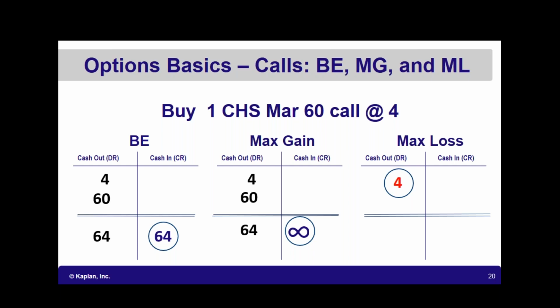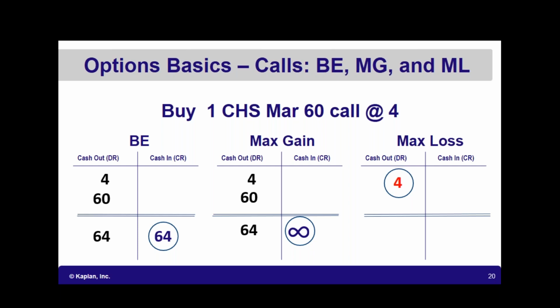Now, think about it. What if I didn't have this option? What if I went out and bought 100 shares of the stock and paid $60 a share for the stock? If the stock went down, the price plummeted to zero, I would have lost $6,000. That's 60 times 100. So now you understand why individuals buy options. In this particular case, why they would buy a call option.